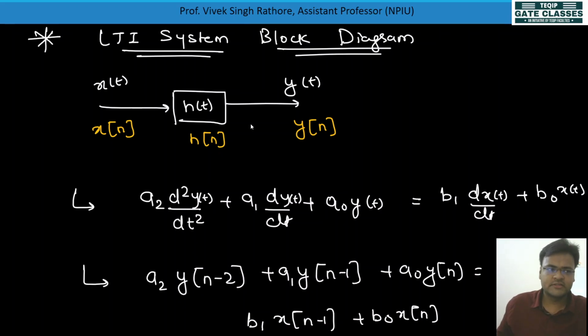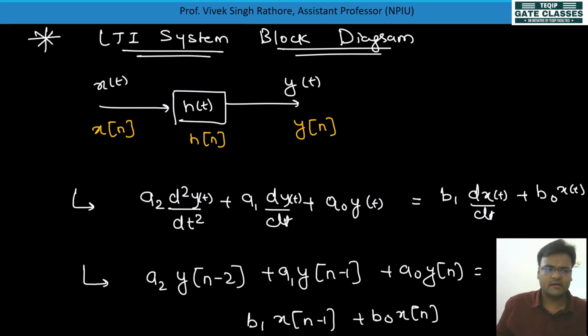This system is physical, this system h of t. This is a machine and something, this is physical. And if we are writing what this machine is doing in a mathematical expression, that is called a differential equation. So this response we have written, this is the standard differential equation response.